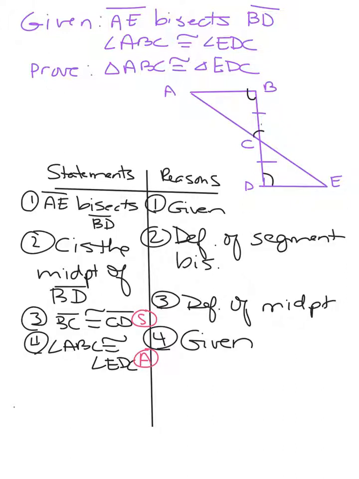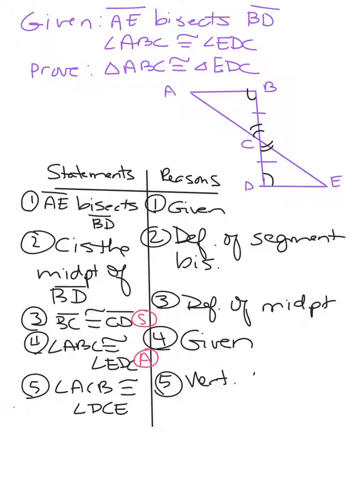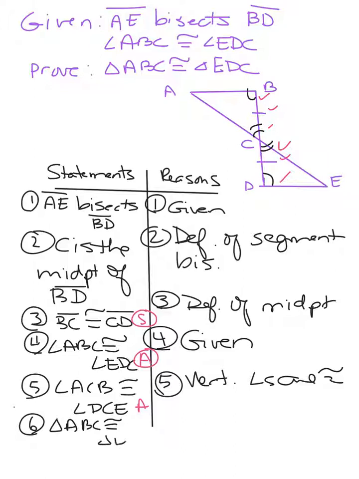And I do notice that in my diagram I have vertical angles. So let's talk about that. So I have angle ACB is congruent to angle DCE, and that is because vertical angles are congruent. So again, that gives me another angle. Now again, if I look at the order, I have angle, side, angle in my top triangle, and I have angle, side, angle in my bottom triangle. So I can finish this proof off and say that these triangles are congruent. Triangle ABC is congruent to triangle EDC, and that is because of angle, side, angle postulate.